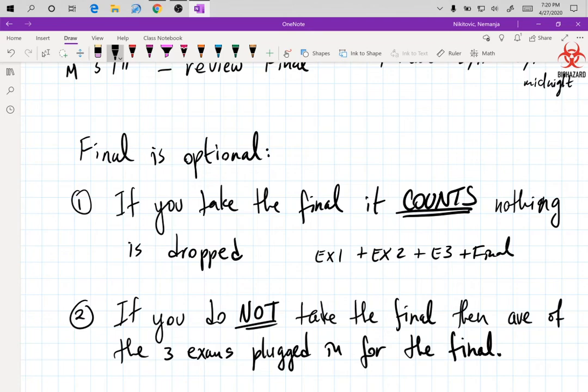So you will log in and either take the final, or you will skip the final. If you take it, it counts. If you don't take it, the average is there. So that's what we have. So that's the situation for this semester only. It does not apply for summer and fall and so on. It is just for this.